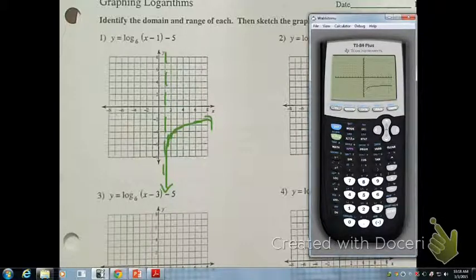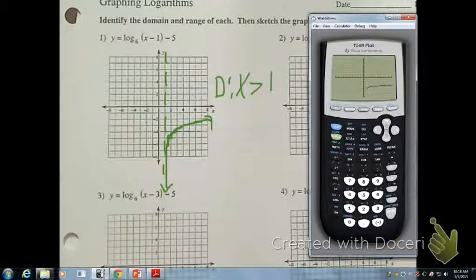Okay? Now I want to finish up by doing the domain and the range. Okay? So let's start off with the domain. What are all the possible x values for this particular function? X is greater than 1, right? Because in this case, since 1 is our asymptote, we never reach it, right? So it has to be greater than.